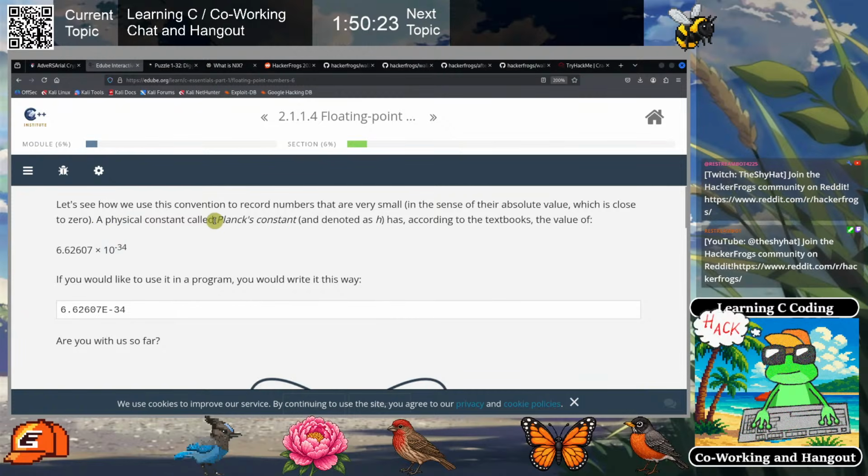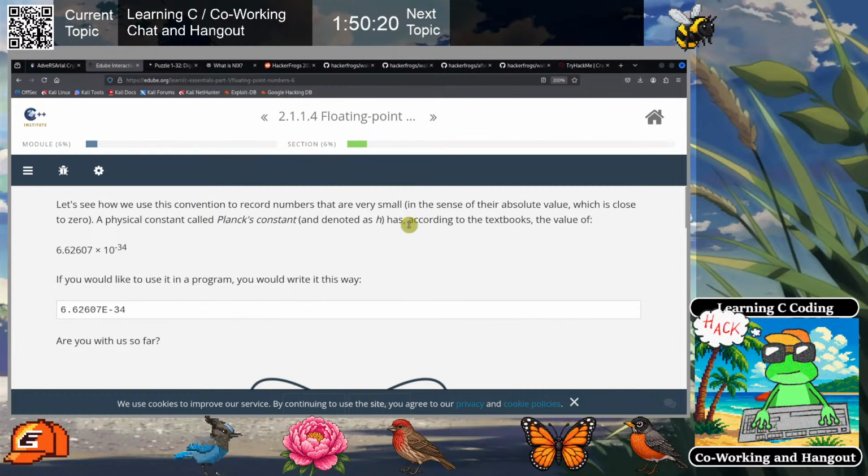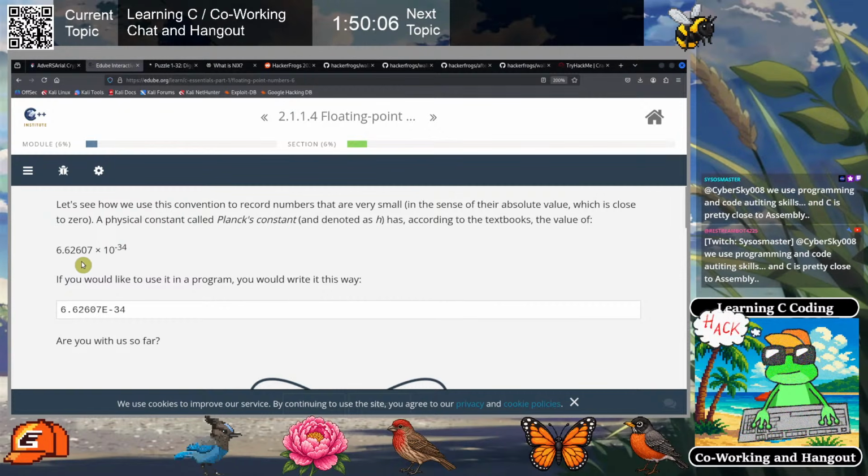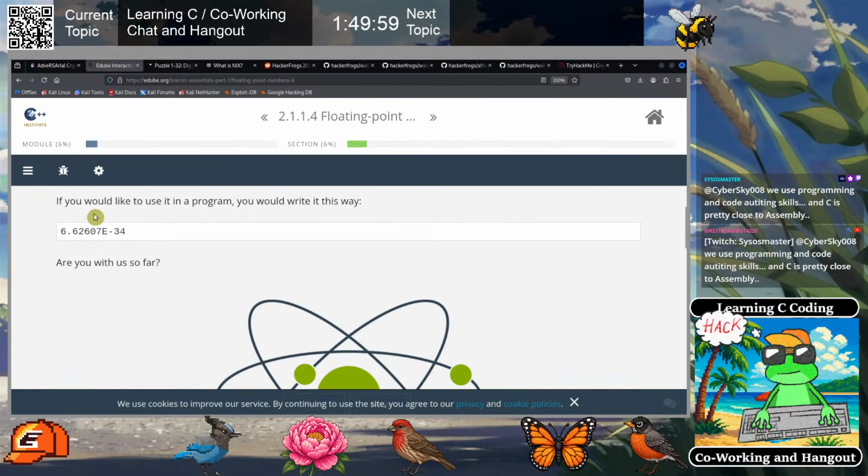Let's see how we use this conversion to record numbers that are very small in the sense of their absolute value, which is close to 0. A physical constant called Planck's constant, denoted as h, has, according to the textbooks, the value of 6.62607 times 10 to the power of negative 34. So if you wanted to use it in a program, you could write it this way: 6.62607e-34. Are you with us so far? Well, hopefully.